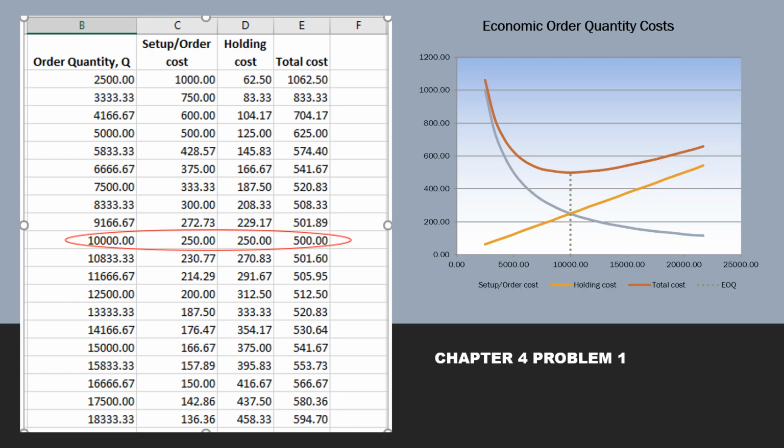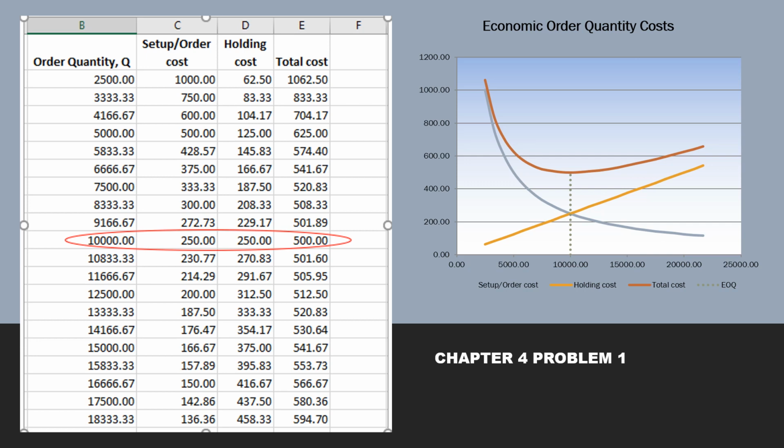So for problem number 1, our EOQ would be an order quantity of 10,000, applying the EOQ formula. As you can see here, we have the sensitivity analysis for different amounts of order quantity. We can see that the order cost at EOQ level is the minimum, the least. You can see the total cost from 1,060 to 833, 508, 501, 500. Then after this level, it will go up again to 501.6, 505, and so on and so forth.